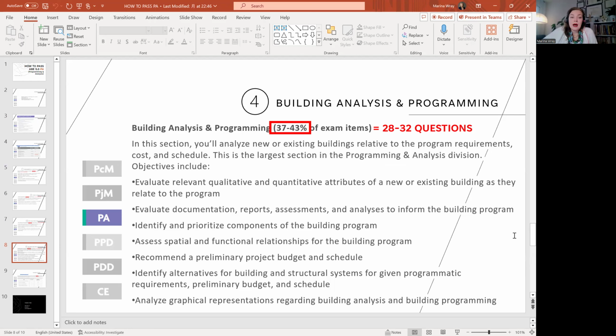owner. So also you need to recommend the preliminary project budget and schedule. We are not contractors, right? We're not construction managers. We don't know the exact schedule. And this is what they put together when the project goes out to bid, and then they win the project and they submit the detailed schedule. But you need to know the kind of ballpark, right?